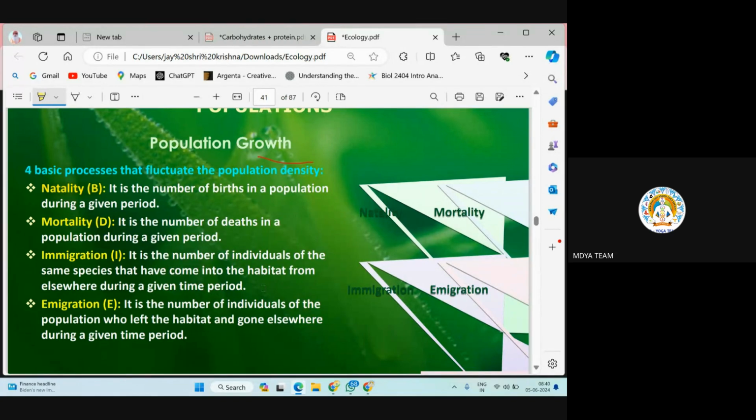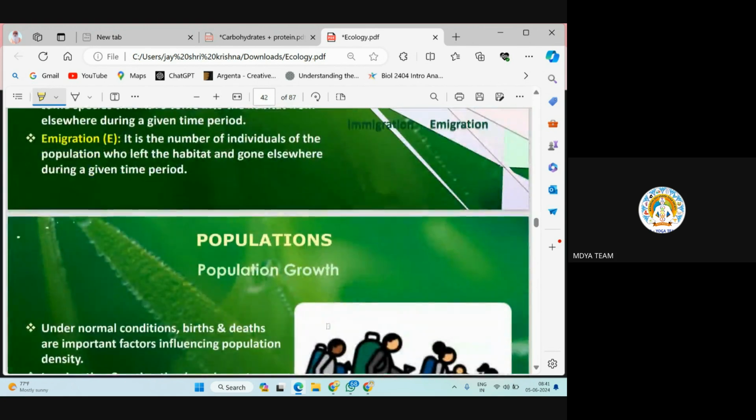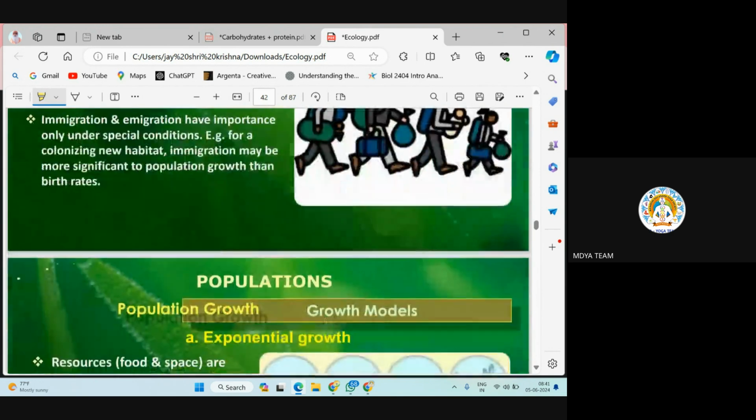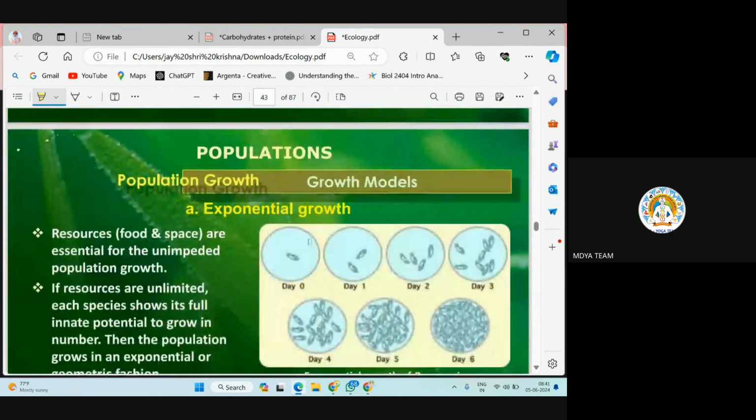Okay, natality will increase or decrease the population? Increase, sir. Increase the population. Mortality will decrease. Yeah. Similarly, immigration will increase population and emigration will decrease the population. So these are factors that affect the population.